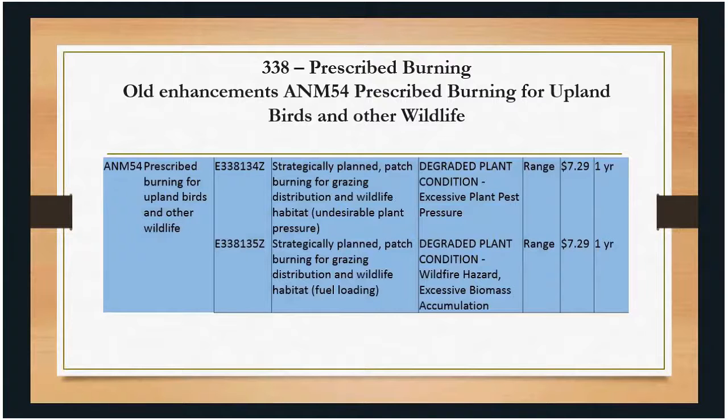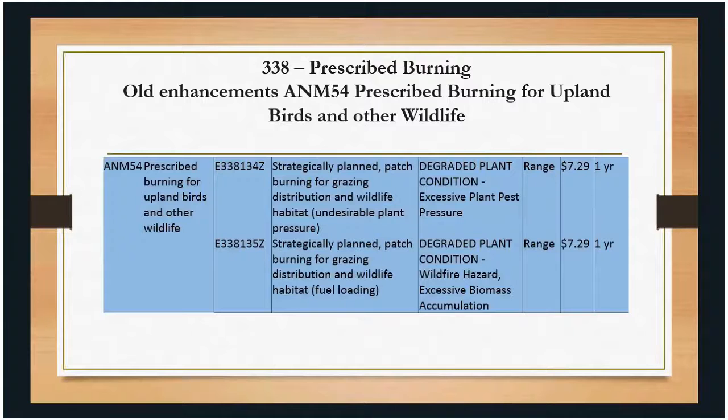There were 5 total, and I've grouped up these 2 here that were similar. They're both applicable on rangeland. They both pay $7.29 an acre annually, or every year that you do the burn, but they're replacing an old enhancement called prescribed burning for upland birds and other wildlife. The new enhancements are called strategically planned patch burning for grazing distribution and wildlife habitat, whether you're addressing excessive plant pest pressure or wildfire hazard.